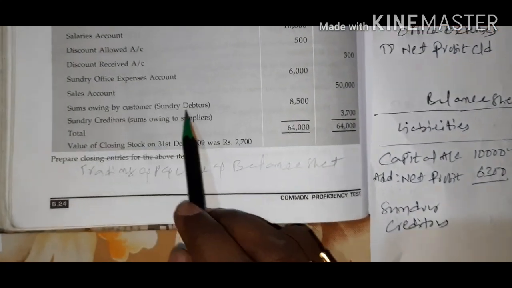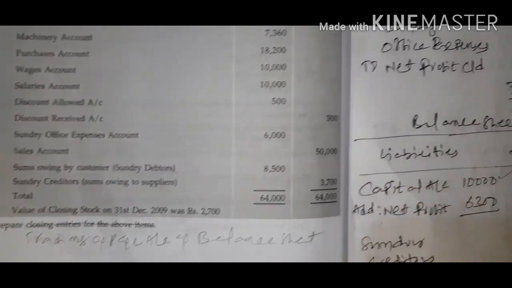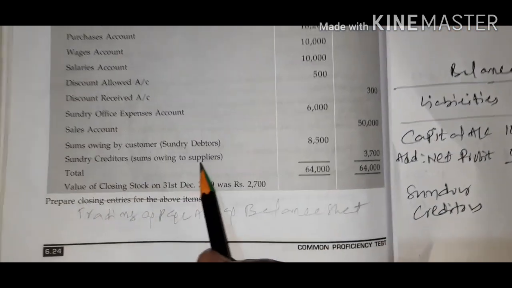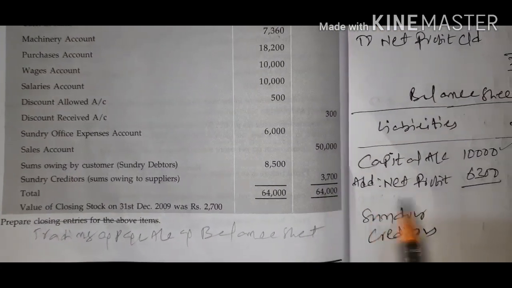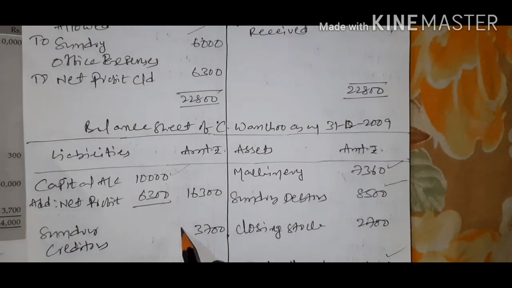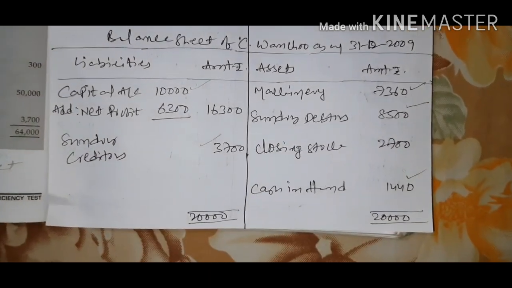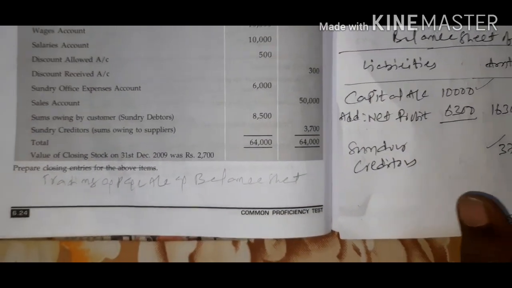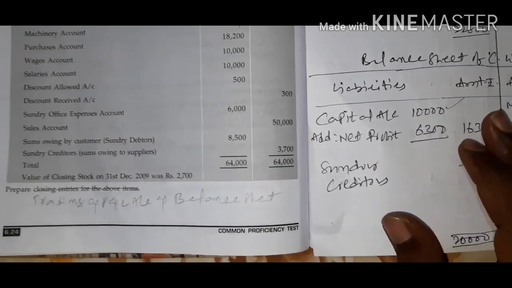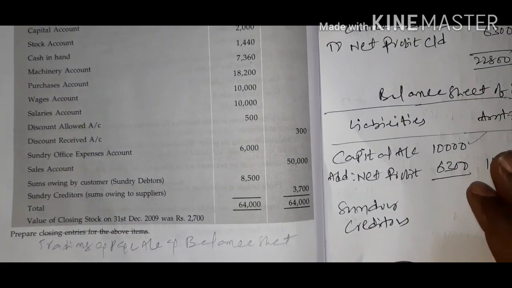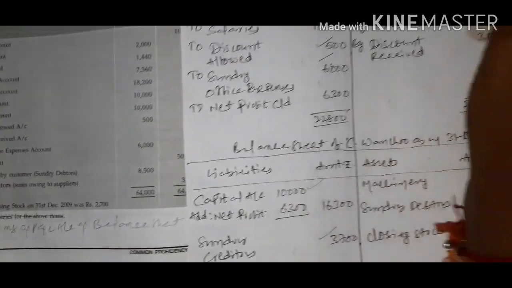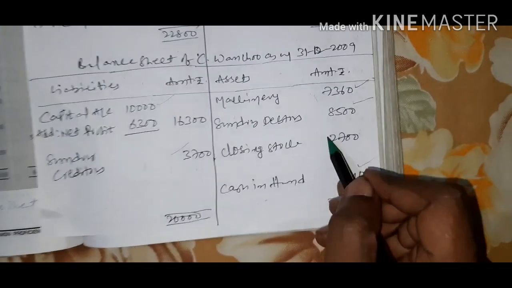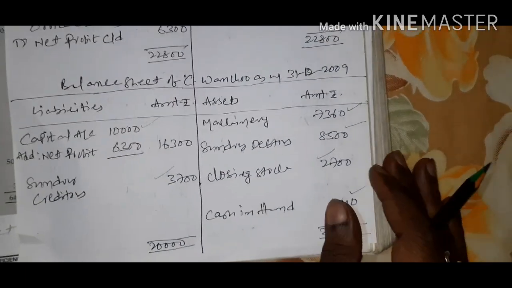Then sums owing by customers, sundry debtors, are assets and the same are to be shown on the balance sheet asset side, 8,500. Sundry creditors, sums owing to suppliers, is a liability, the same is to be shown on the liability side of the balance sheet, sundry creditors rupees 3,700. The adjustment is closing stock rupees 2,700. Already we have discussed, friends: if it is given in the balance sheet directly, it is shown on the asset side of the balance sheet. If it is given as an adjustment, the same is to be credited to trading account, that is by closing stock rupees 2,700. Again it is shown on the asset side of the balance sheet, that is rupees 2,700.